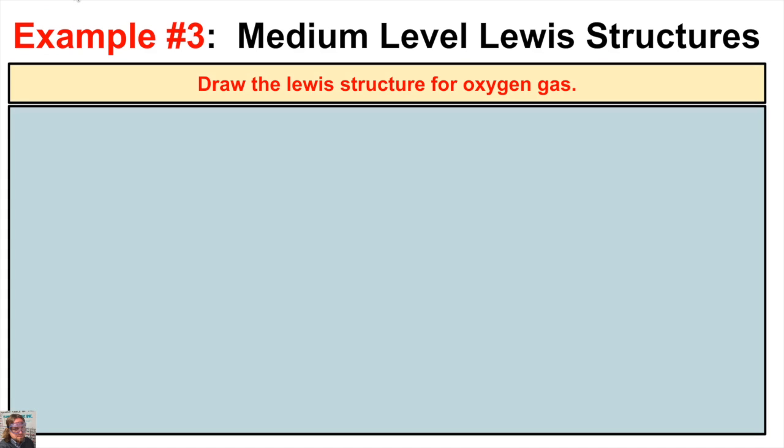In this third example, it says to draw the Lewis structure for oxygen gas. So oxygen gas is diatomic. We know oxygen gas is O2. And we know that oxygen has 6 valence electrons, but we have 2 oxygens here. So we have a total of 12 valence electrons. And so we know that oxygen is going to be bonded to oxygen, so we've just used up 2 electrons.